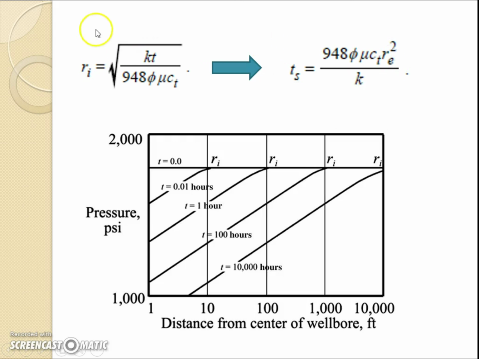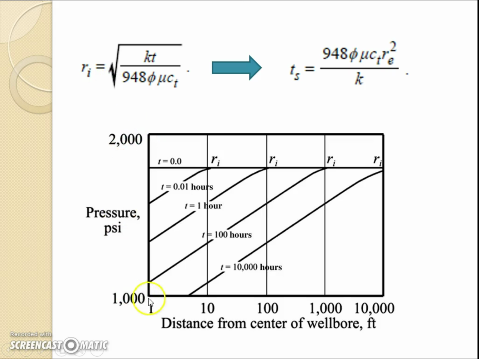Actually, it is the same as the first equation, but written in terms of radius instead of time. This equation is also valid when Ri is equal to Re, which is the drainage radius or the reservoir boundary. Knowing the reservoir boundary or the drainage radius, we can get the time for the pressure disturbance to stabilize. The graph here is generated by the Ei function, and it is to prove these two equations.